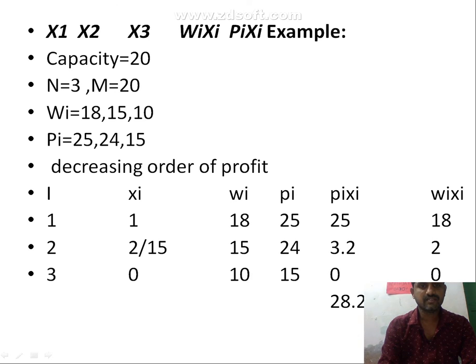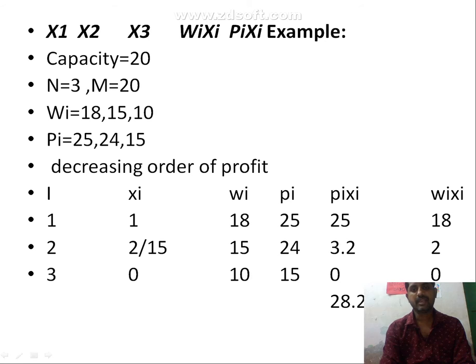Then, the total capacity is 20, so first we fill the weight 18. We assign x1 equal to 1, and the remaining weight is 2, so x2 equal to 2 by 15, and x3 equal to 0. That is, the first 18 fills one bag, and the remaining 2 units of weight are available, so we take 2 by 15 and 0.